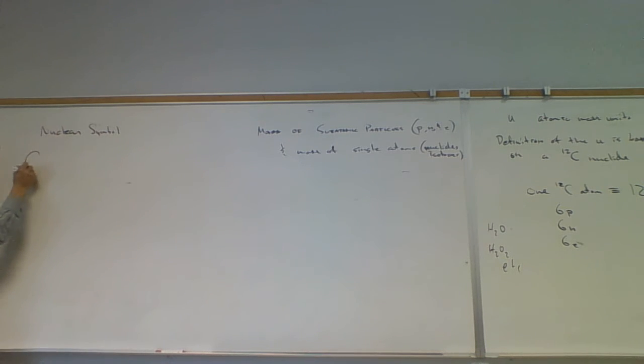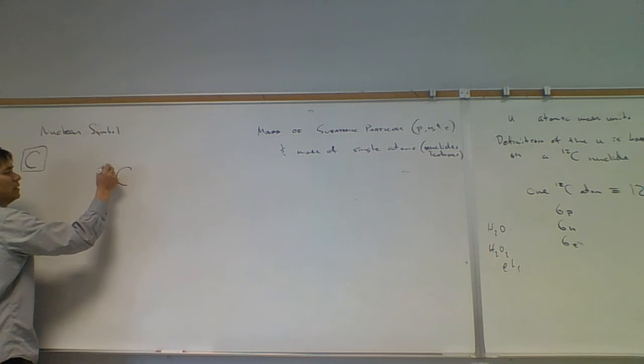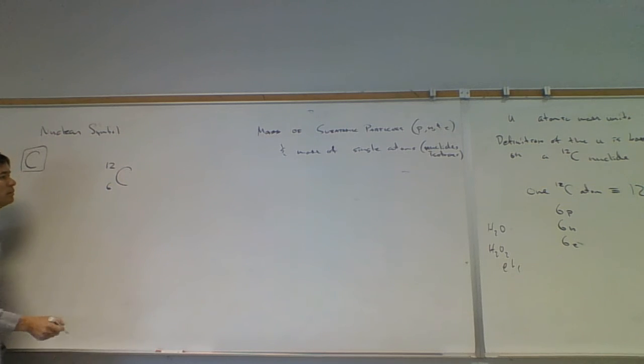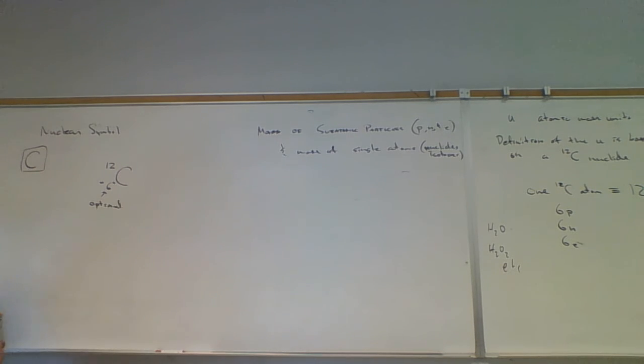So if I have the element carbon, this is just called the symbol. The nuclear symbol differs from the regular symbol a little bit. The nuclear symbol is usually given by this: carbon with a superscript 12 in front, and then there's a 6 down below. This 6 is optional. Because what element number is carbon? If you look at the periodic table, those are the red numbers there. Carbon is always element number 6, and so this 6 is redundant.